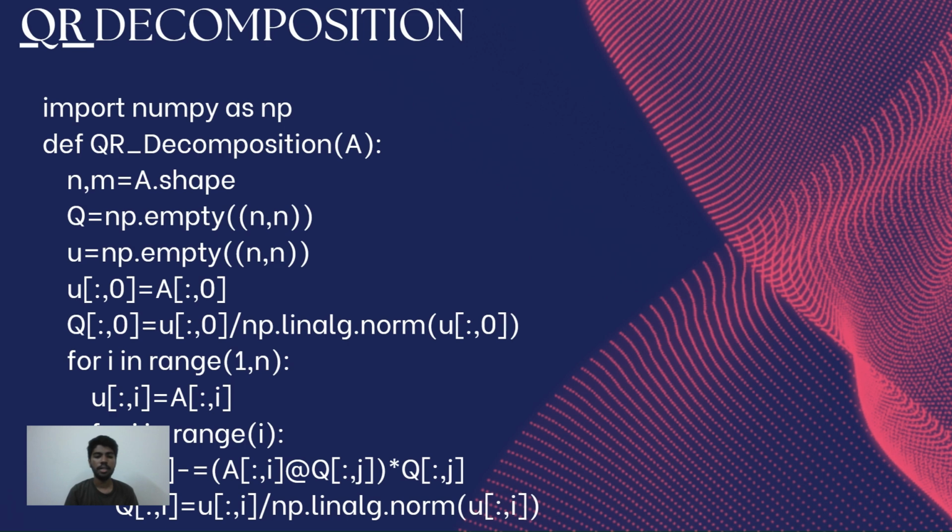Constructing R. Initialize R as a zero matrix. For each entry in R, compute the dot product between the corresponding columns of Q and A. Output. Print the matrices Q and R.